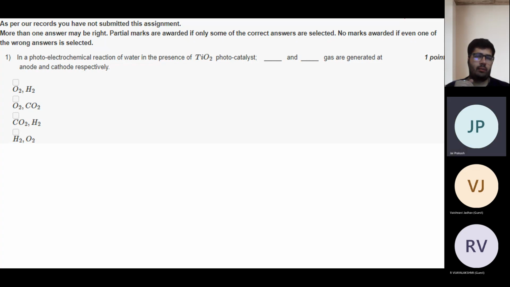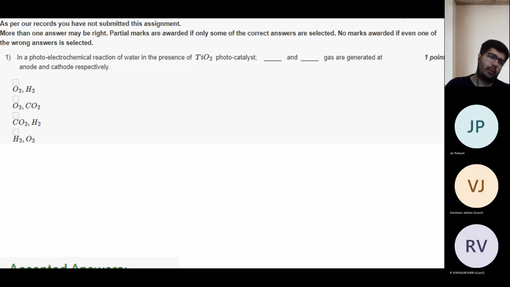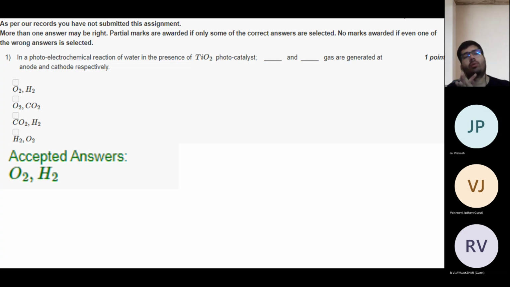It is oxidation. Oxidation of which? Oxidation of water, the water molecule. Yes, correct. So the correct answer is O2 and H2. The oxidation of water is happening at the anode side, and O2 and H plus ions are generated. The H plus ions transfer to the cathode side through the electrolyte, and there hydrogen is generated.